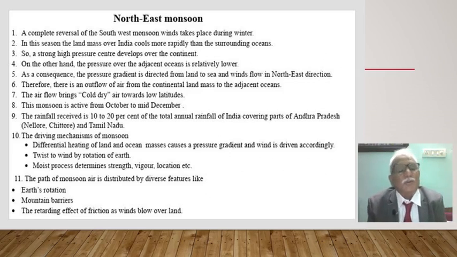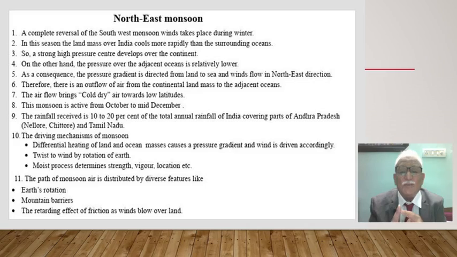Now, the northeast monsoon is very interesting. A complete reversal of the southwest monsoon winds takes place during the winter season. What is that complete reversal? In this season, the land mass over India cools more rapidly than the surrounding ocean. So, a strong high pressure center develops over the continent and the land mass. On the other hand, the pressure over the adjacent oceans is relatively lower. So, as a consequence, the pressure gradient is directed from land to sea.